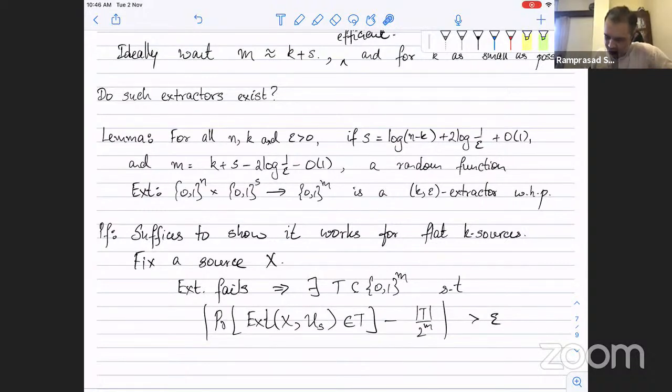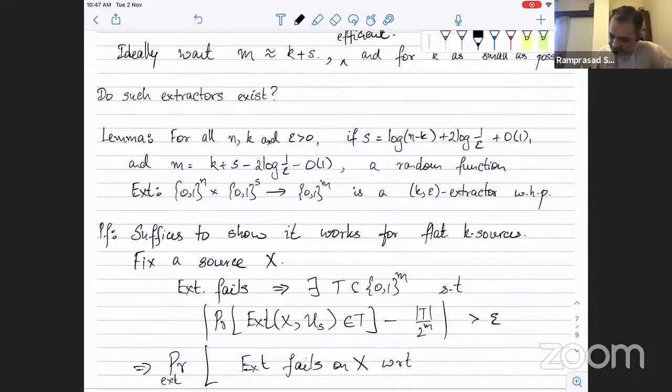Now, what is the output of an extractor when I pick ext at random? It's going to be some uniform string in {0,1}^n, right? What does it mean to say we pick this function at random? That is, for every input, I just assign a uniformly random output as the value of this extractor. Which means the probability over the extractor that ext fails on X with respect to the test T.